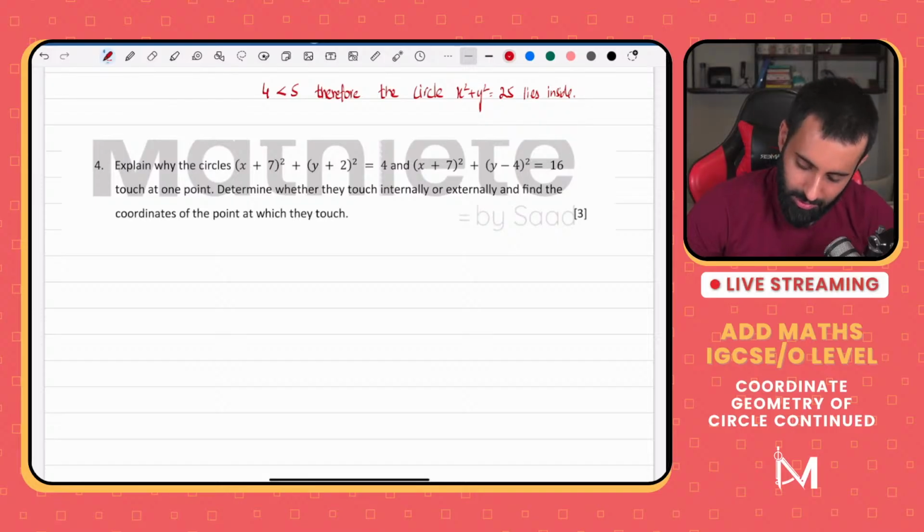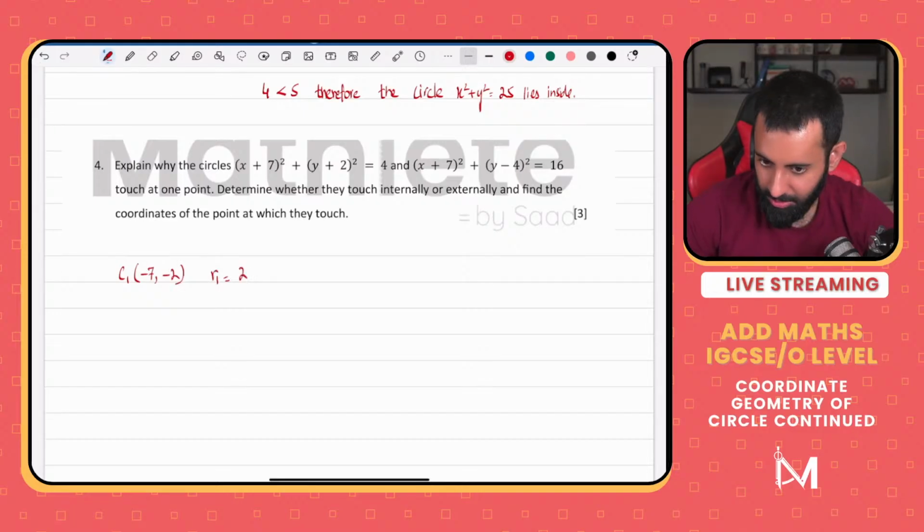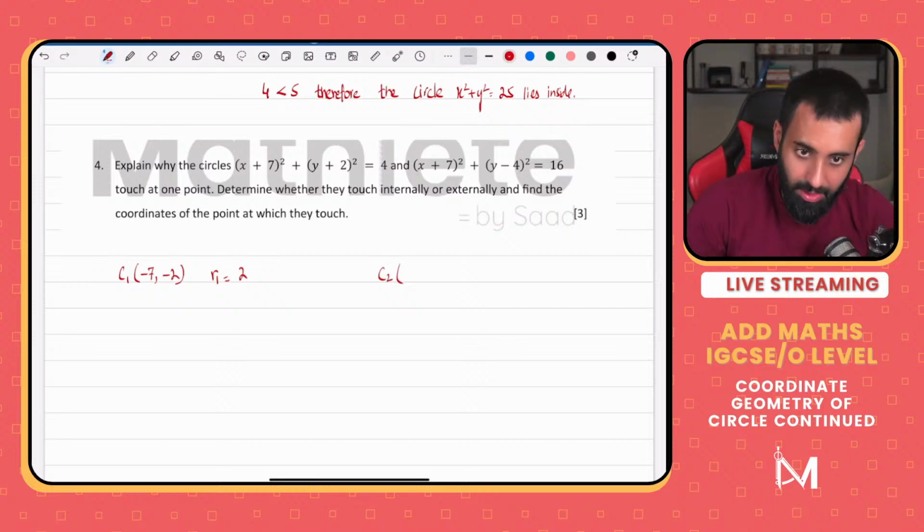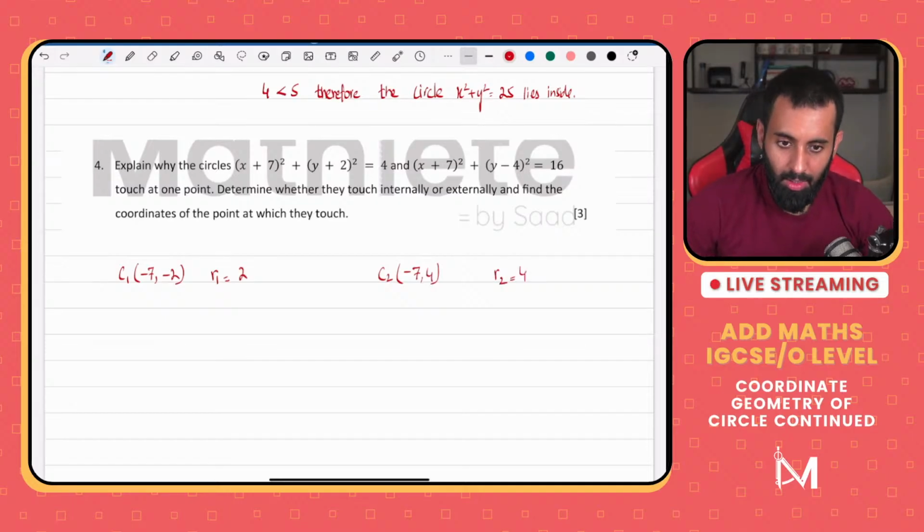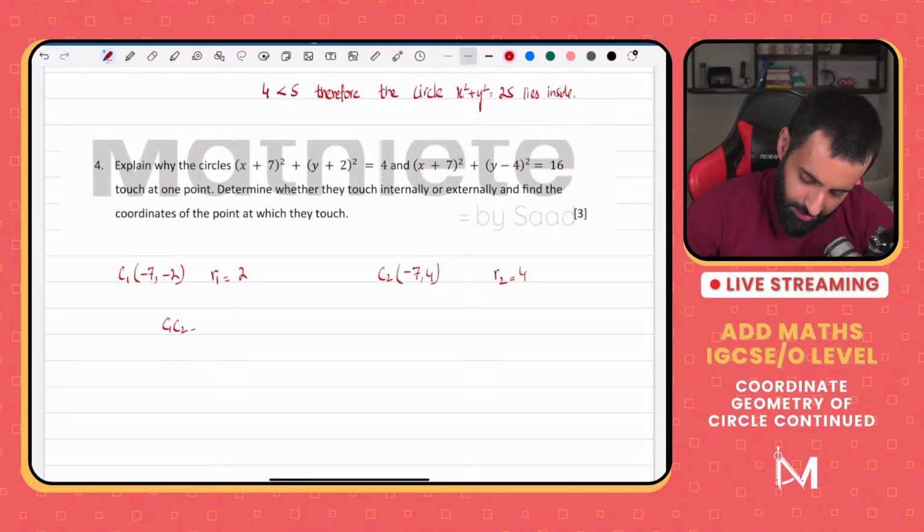Okay, I'll solve this. So the coordinates of the center of the first circle are -7 and -2, and the radius, let's call it r1, is equal to 2. The coordinates of the center of the second circle, let's call it C2, are -7, 4, and the radius is equal to 4. Now, how do I show that the circles touch? Either the distance between the two centers is equal to the sum or the difference. Okay, one of the two. So let's first find out the distance between the two, and the sum or the difference of the radii.